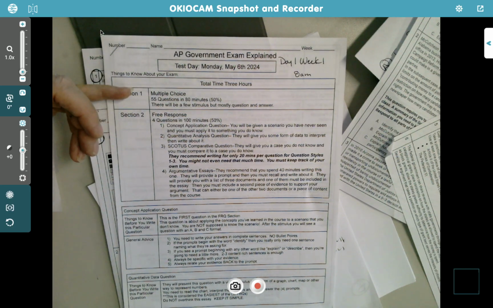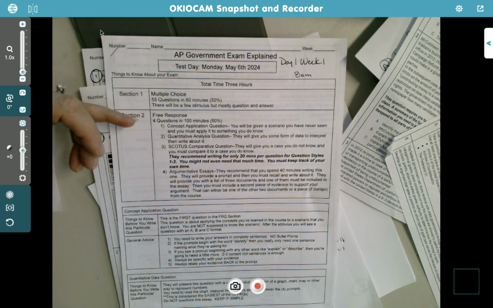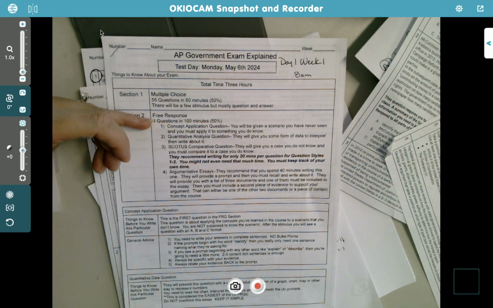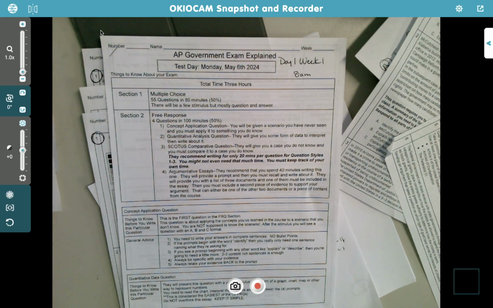Section 2. So you'll take a 15-minute break between Section 1 and Section 2. In Section 2, you get 4 questions, and you have 100 minutes. Okay? So an hour and 40 minutes to do it.